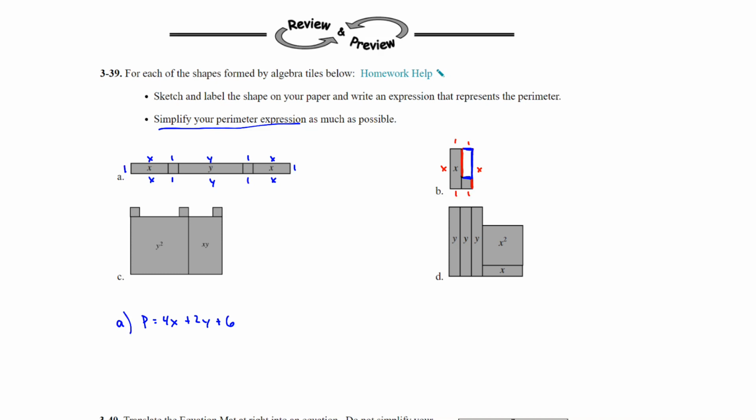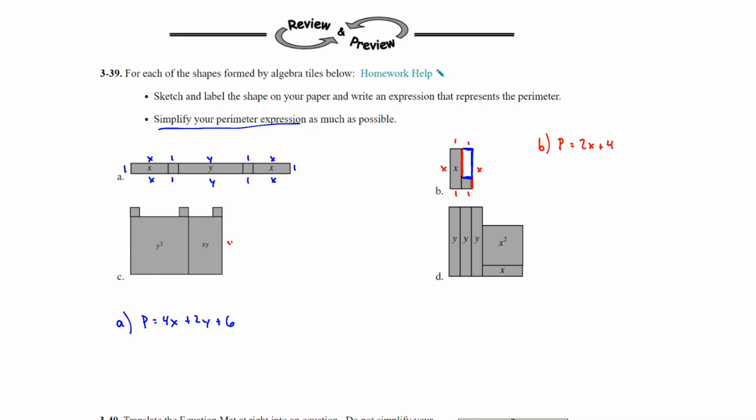So then if we add all those up, the perimeter is equal to 2x plus 4. So we'll get to see this again on part C as well.